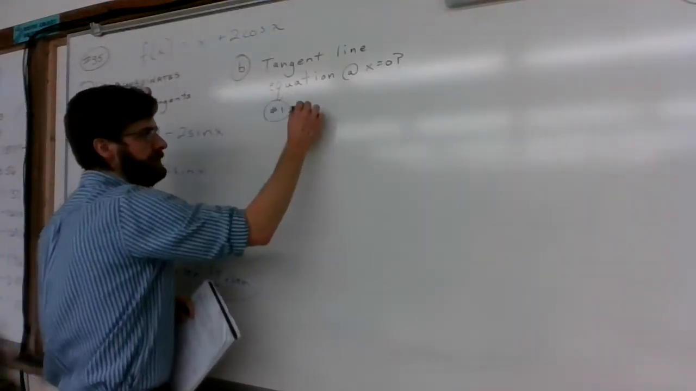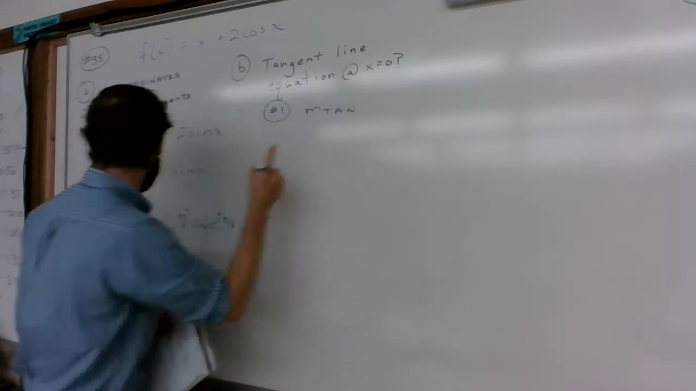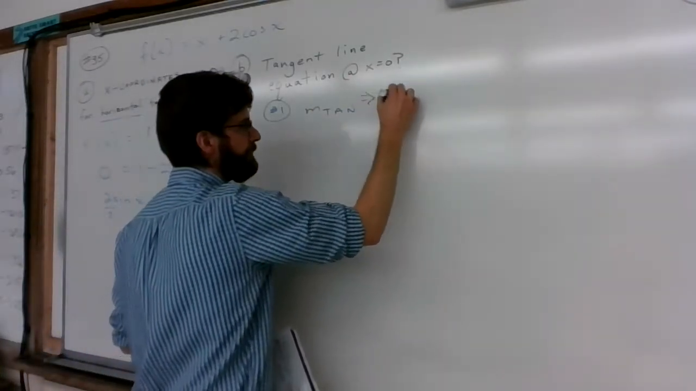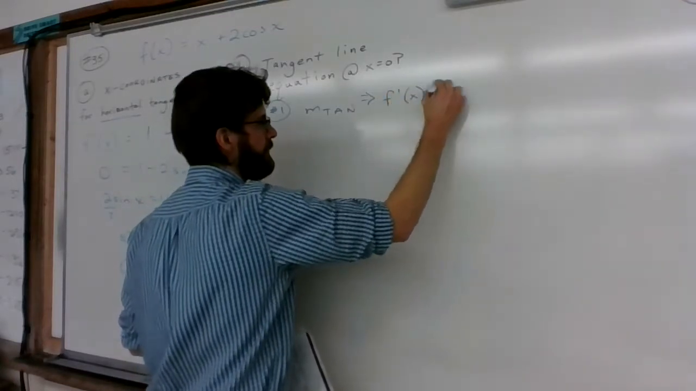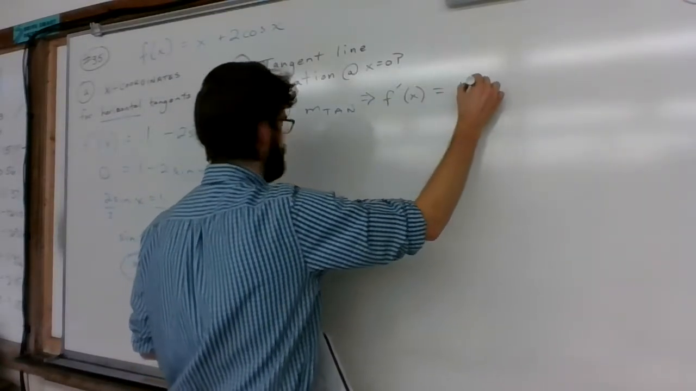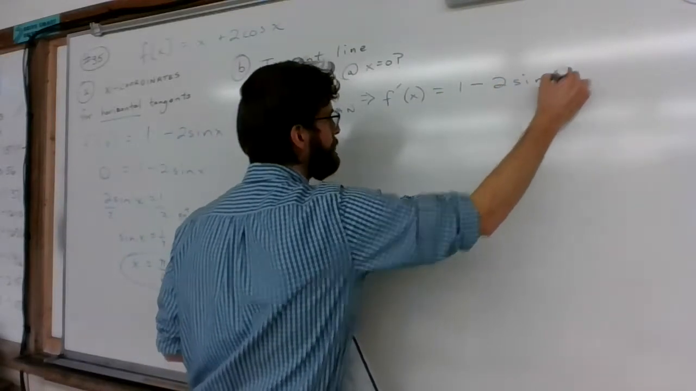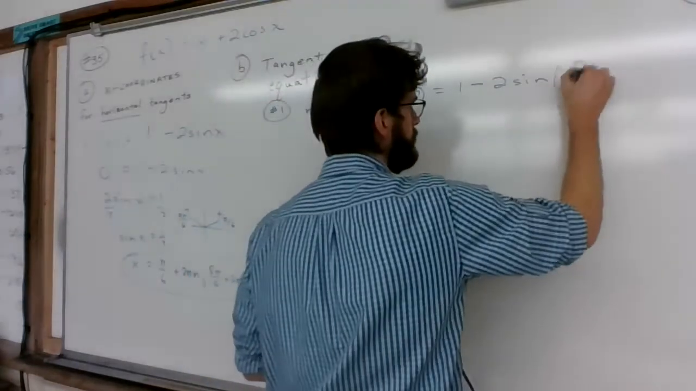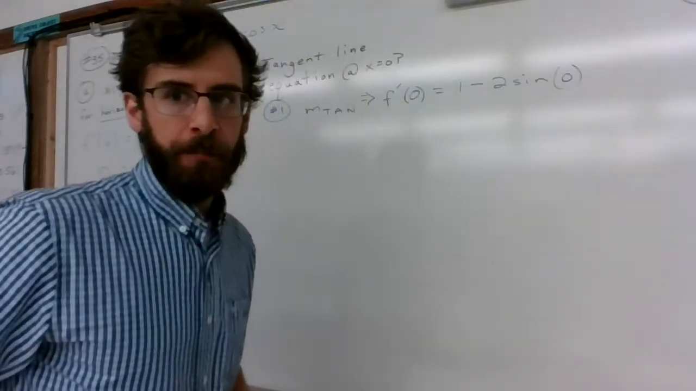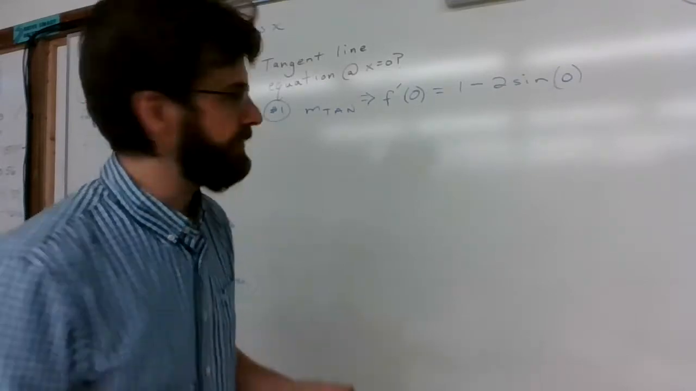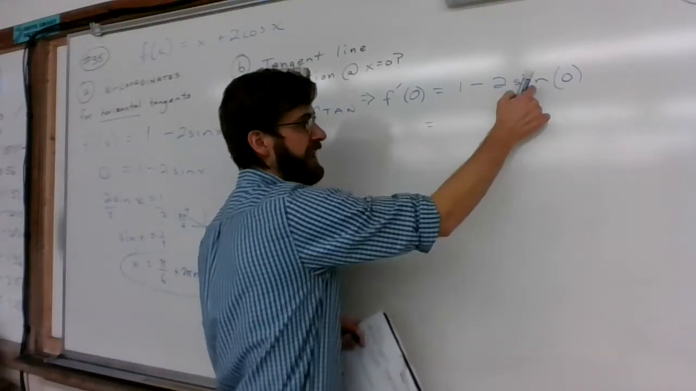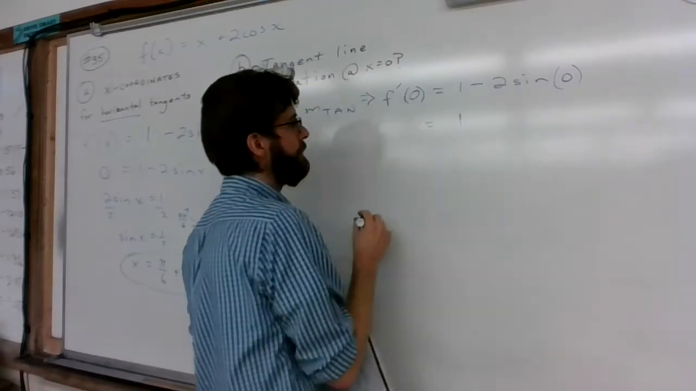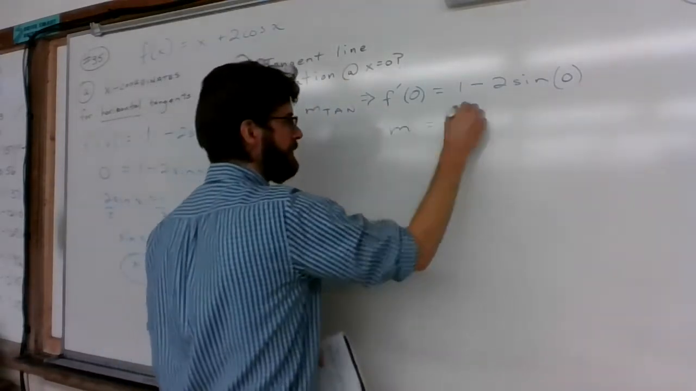Well, our first step needs to be find the slope of the tangent line, which we've already got the derivative, but instead of setting it equal to 0, f prime of x equals 1 minus 2 sine of x, we are plugging in 0. That's the point that they gave us in the problem in which to find the derivative. Sine of 0 is 0 times 2, still 0. 1 minus 0, it's 1. So my slope is 1.